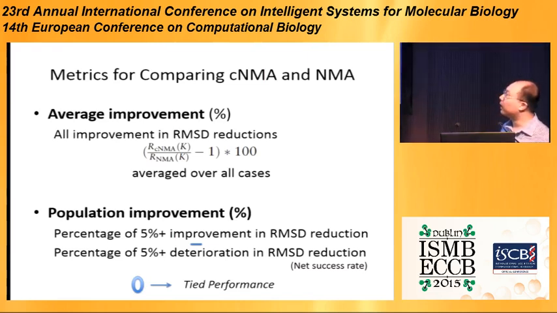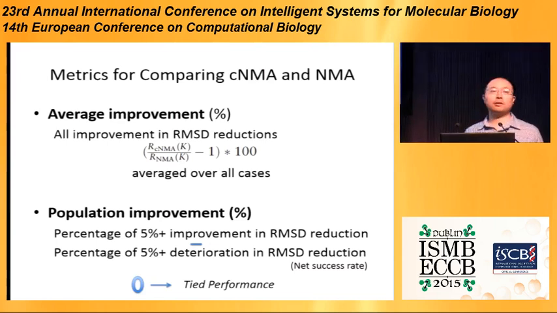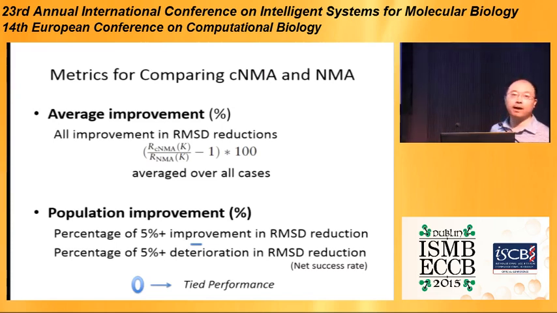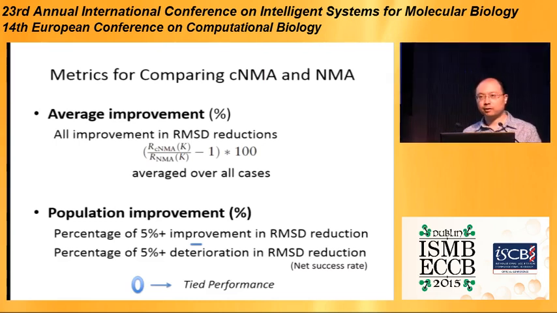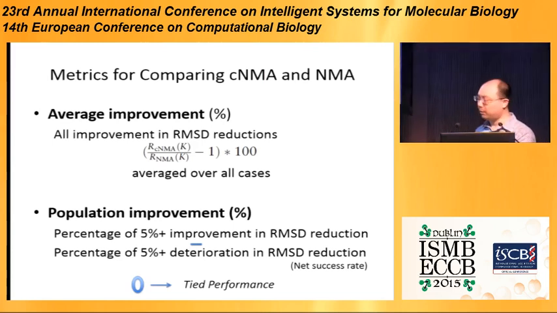The average is just comparing the two RMSD reductions and averaging over all cases. So 0 indicates a tied performance. But to prevent the cases where a few extremely good or extremely bad cases dominate the average performance, we also look at the population improvement. We ask what's the percentage of at least 5% improvement in RMSD reduction compared to the conventional normal mode analysis, and subtract the at least 5% deterioration. So this is sort of a net success. We actually penalize the mediocre performance where the two methods don't differ by more than 5%. So again, 0 indicates a tied performance.